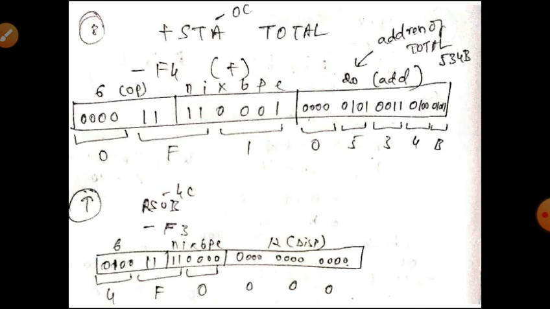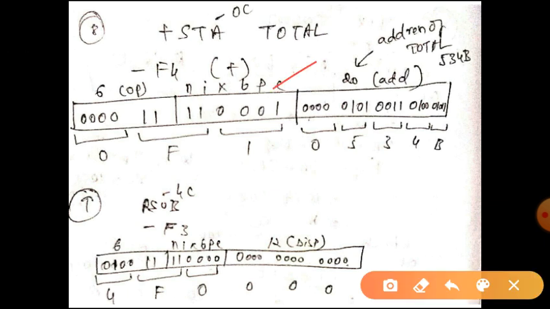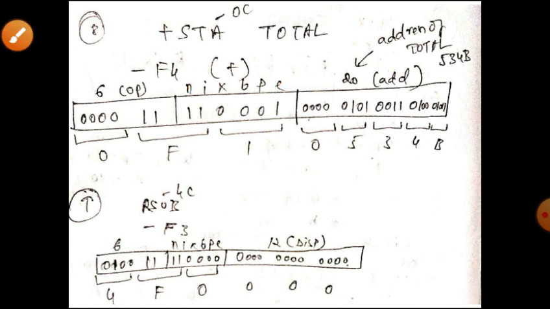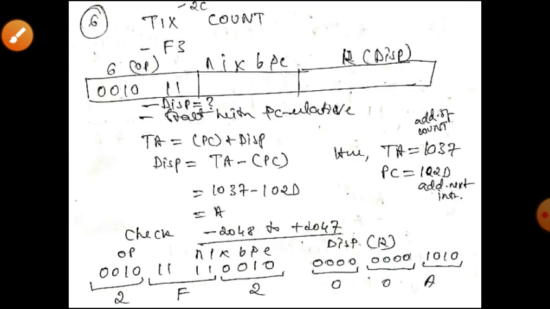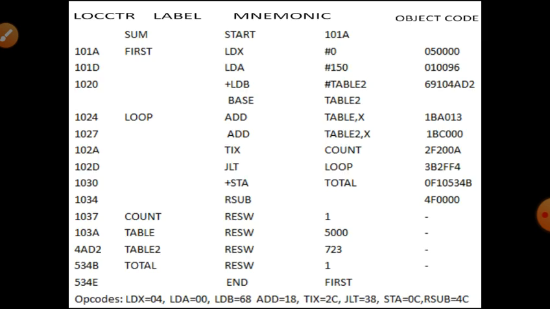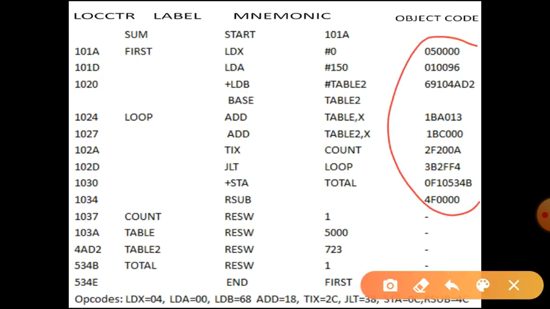Then we have STA and plus STA total. Plus means format 4, so E will be set to 1. All these XBP are set to 0. Then no immediate, no indirect, so N and I will be normally set to 1. This is how we get the object code, and for SUB based on format 3. Then we are done with the writing of object codes.